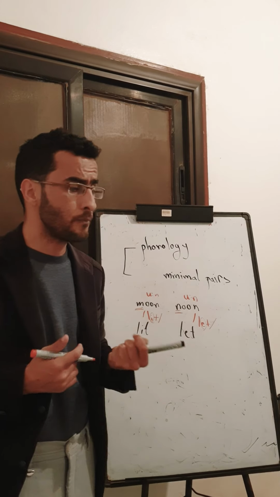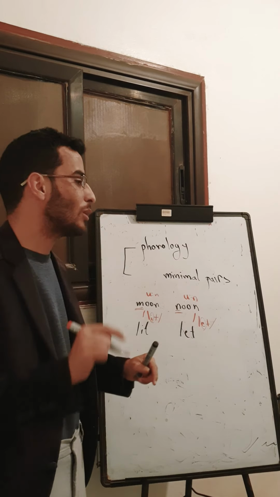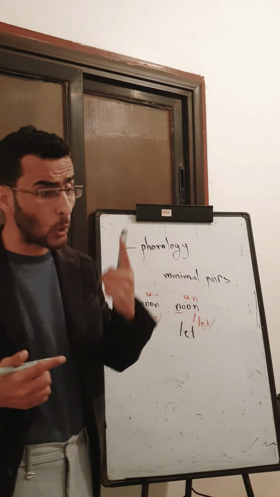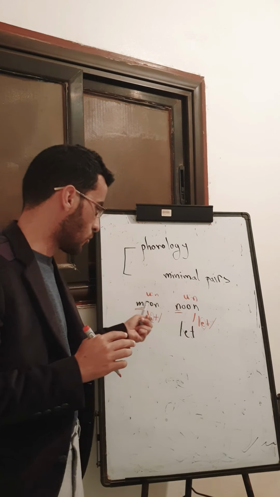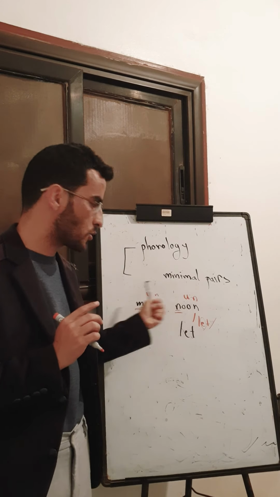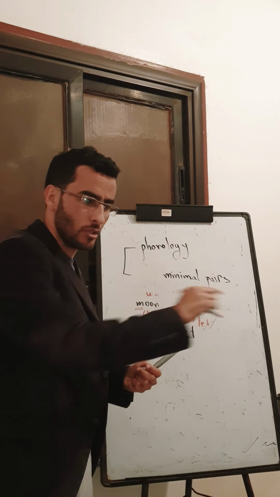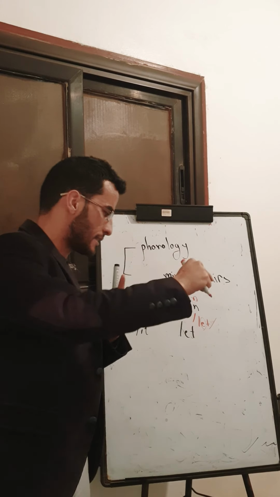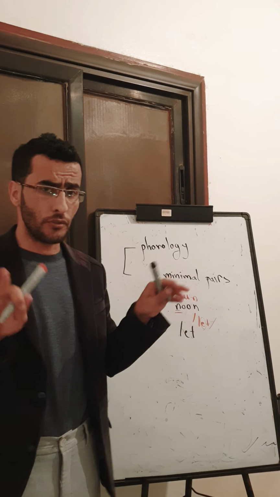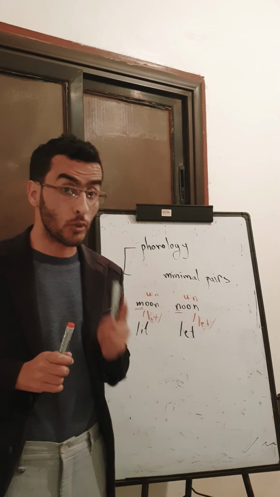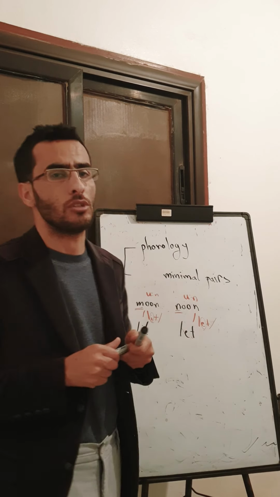Minimal pairs are two words that have the same number of sounds and differ only in one sound. It must differ in only one sound, but in the same position. So these are the conditions: two words have the same number of sounds, differ only in one sound, in the same position. Minimal pairs again: any two words have the same number of sounds, differ only in one sound, in the same position.